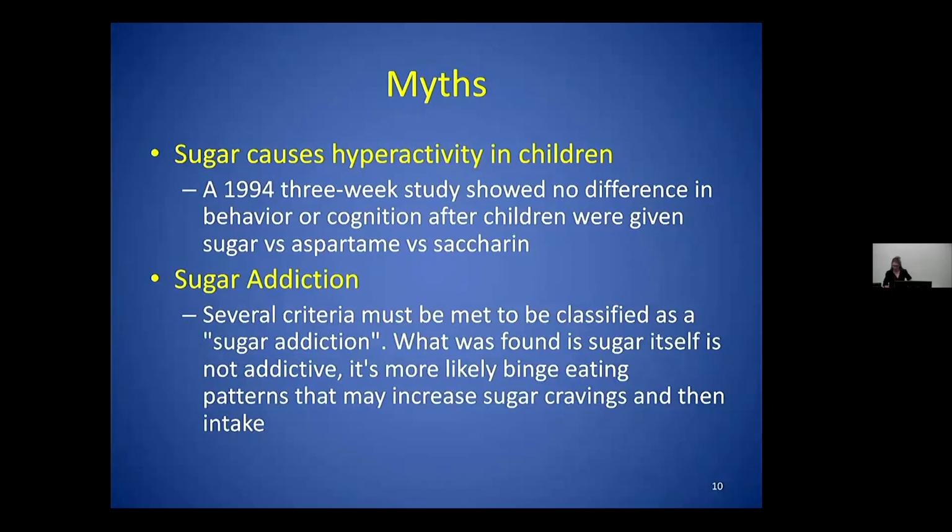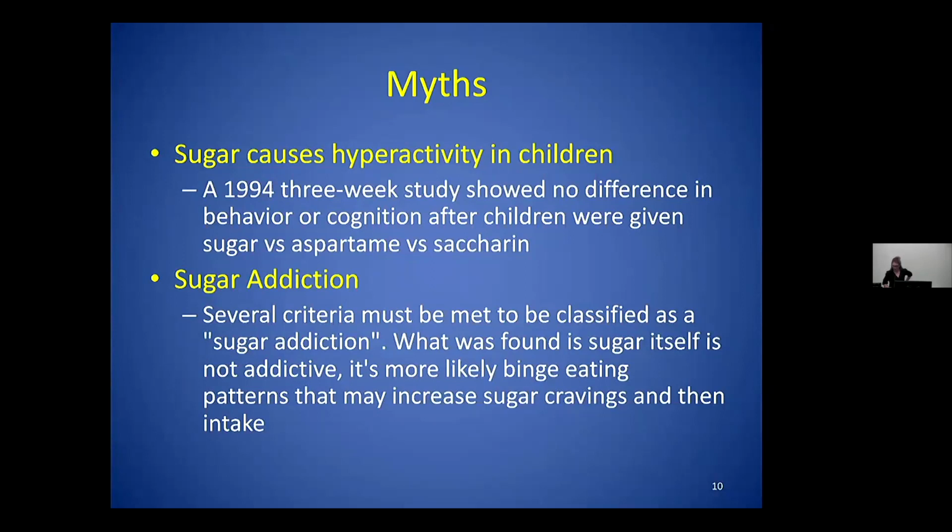They would need to be taking that substance for longer than they intend to. They would have a persistent desire or inability to control consumption. Much of their time would be spent seeking, consuming, or recovering from the consumption of that substance. Or they would continue to use that despite adverse consequences. So you have to meet 3 of those 7 in order to be defined as having an addiction to something. And the research currently doesn't support that in human studies.